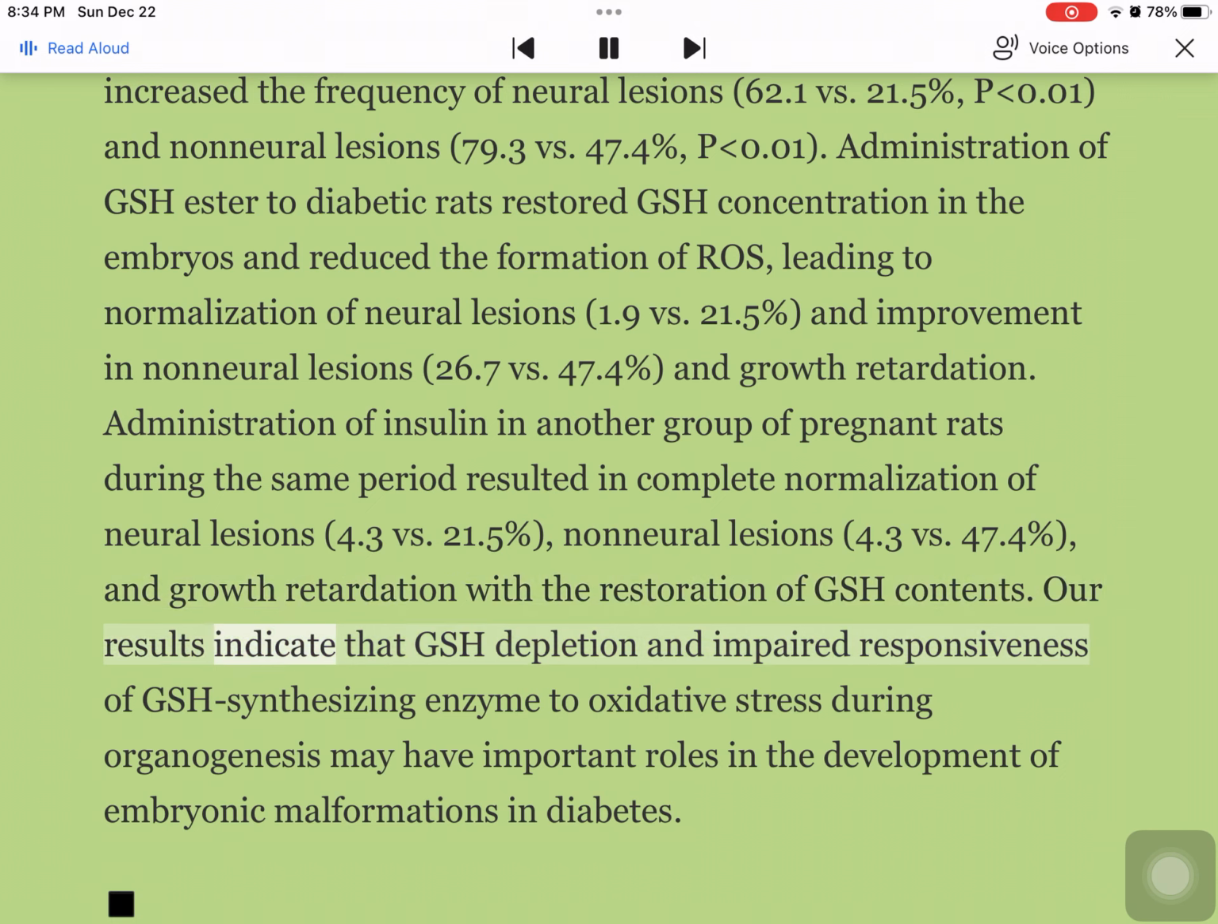Our results indicate that GSH depletion and impaired responsiveness of GSH-synthesizing enzyme to oxidative stress during organogenesis may have important roles in the development of embryonic malformations in diabetes.